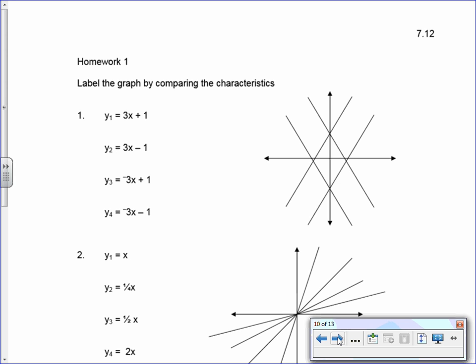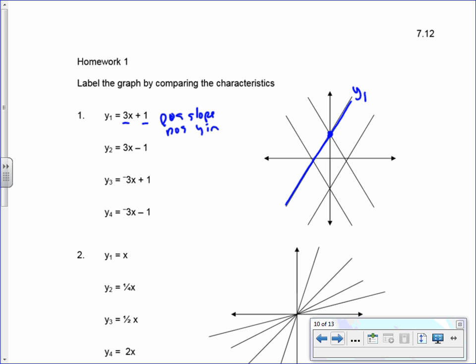I'm going to do one for you. Just going to do a little bit. This has a positive slope. So it's got to be either this one or this one. That's the only two it can be. It also has a positive y-intercept. This one has a positive, this one has a negative, so it's not this line. It must be that line.